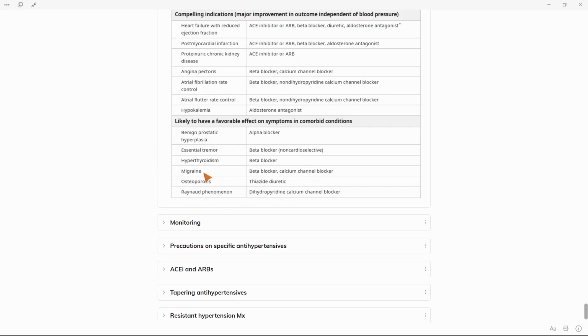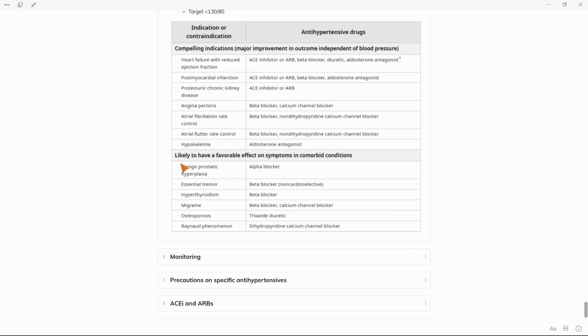There are also certain other medical conditions that may be beneficial for patients depending on the antihypertensive of choice. So for example, if a patient has benign prostatic hyperplasia, and they need extra medications to help control their blood pressure, then you would typically choose an alpha blocker. But of course, if they have BPH, you would not use an alpha blocker ahead of an ACE-ARB, calcium channel blocker or a diuretic. Essential tremor, beta blocker, hyperthyroidism, beta blocker, migraine, beta blocker as prophylaxis, although candesartan now can also be used as migraine prophylaxis.